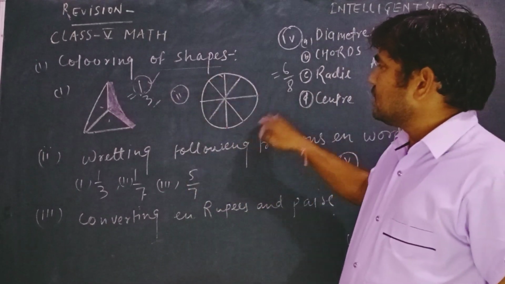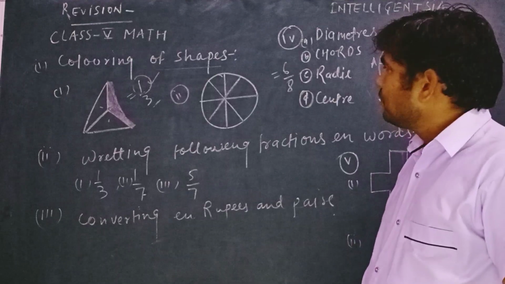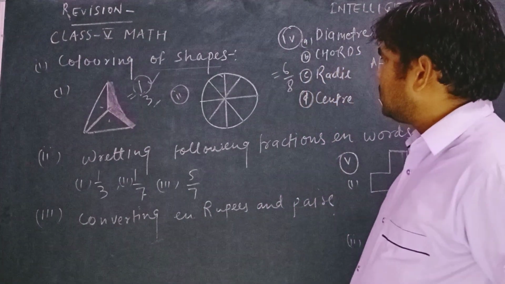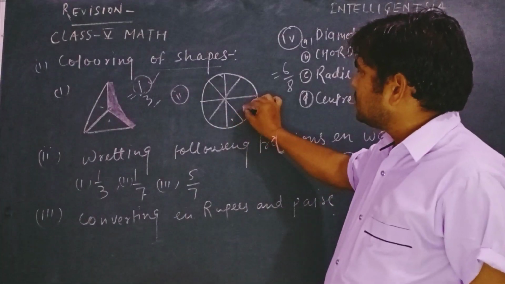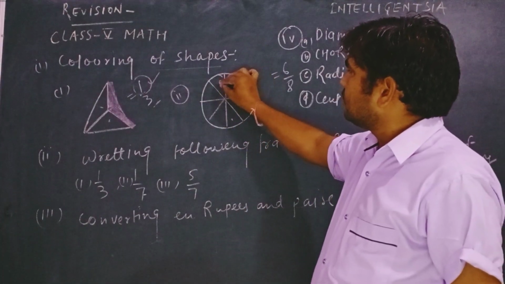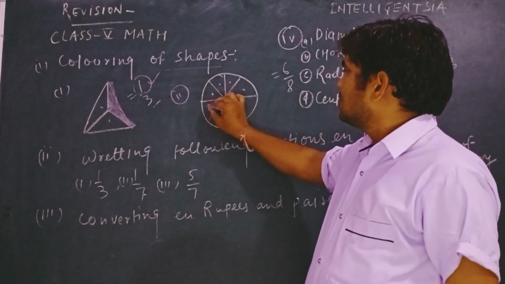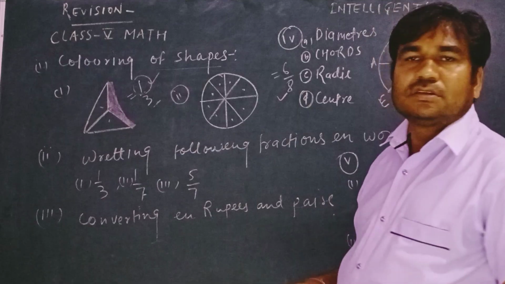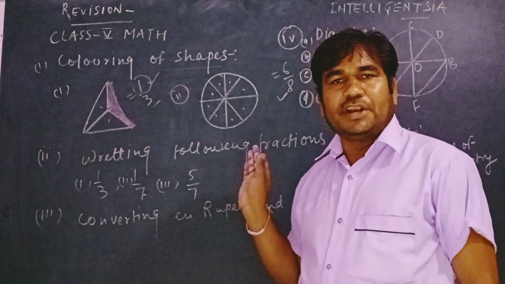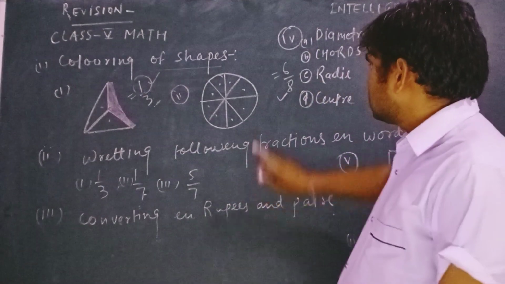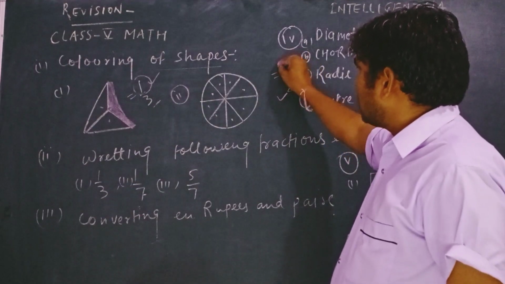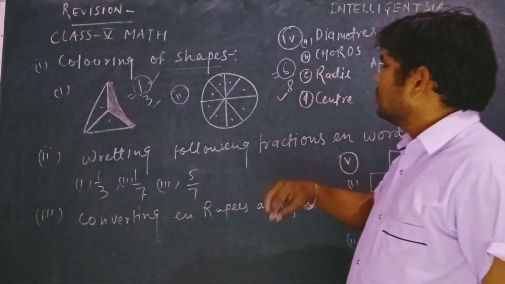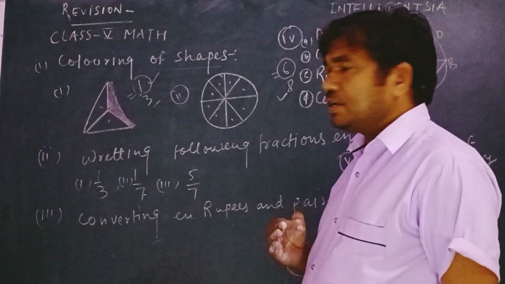Here the given shape is a circle, and you count the total parts: first, second, third, fourth, fifth, sixth, seventh, eighth. The total number of parts is 8. This is the denominator, and we have to color the numerator's number of parts. Here the numerator is 6, so you have to color 6 parts.